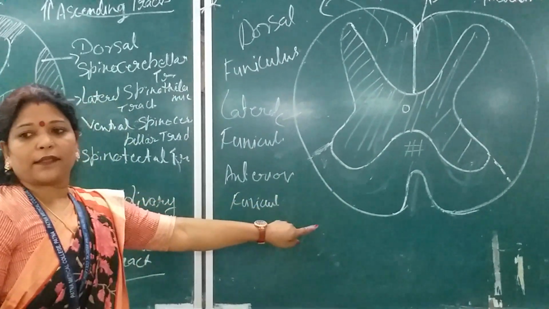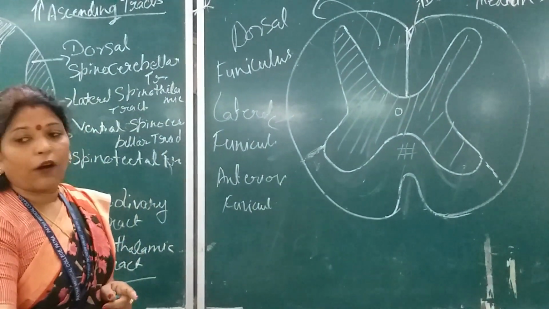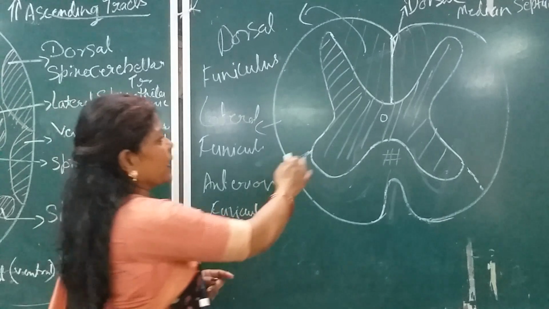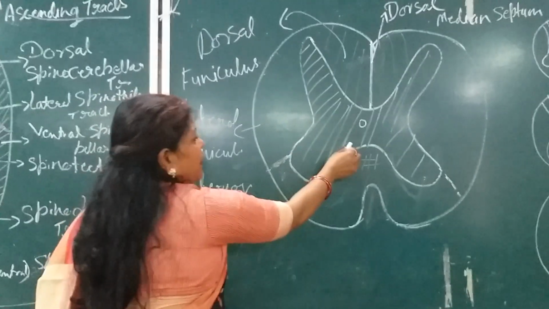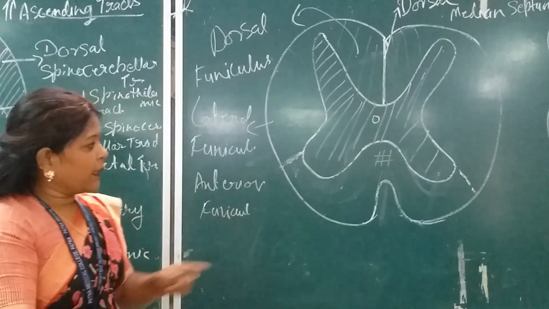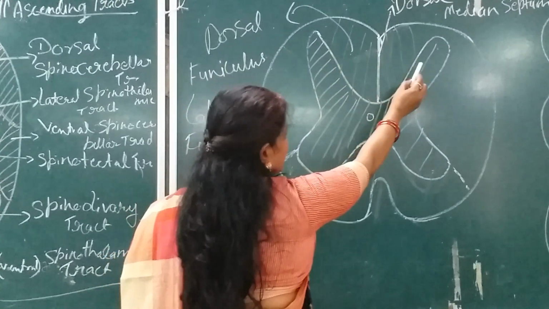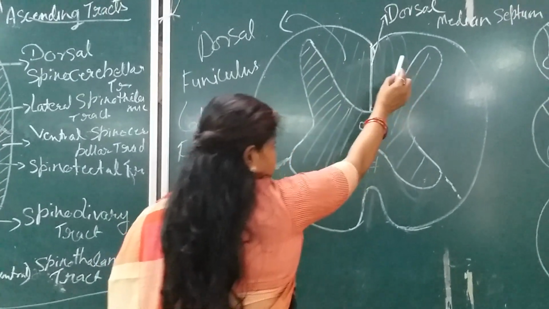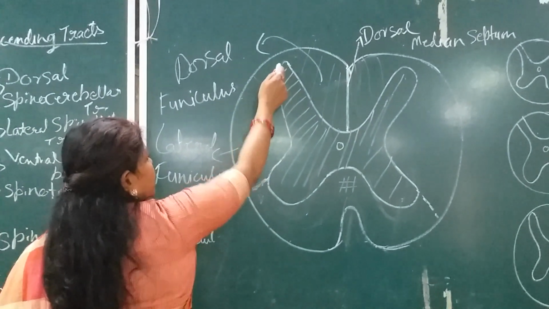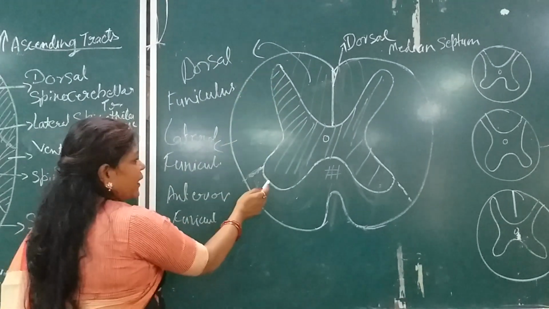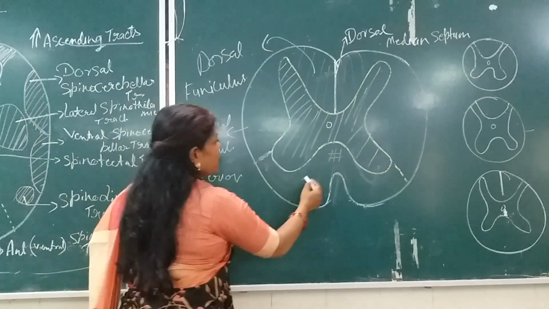So altogether, this is the anatomical division of the white matter inside the spinal cord around the grey matter. Dorsal to that, lateral to this grey matter, and ventral or anterior to this grey matter. That means the dorsal funiculus lies posteriorly in between the two dorsal grey horns, the lateral funiculus lies laterally in between the dorsal and the ventral grey horns, and here it is the anterior funiculus.